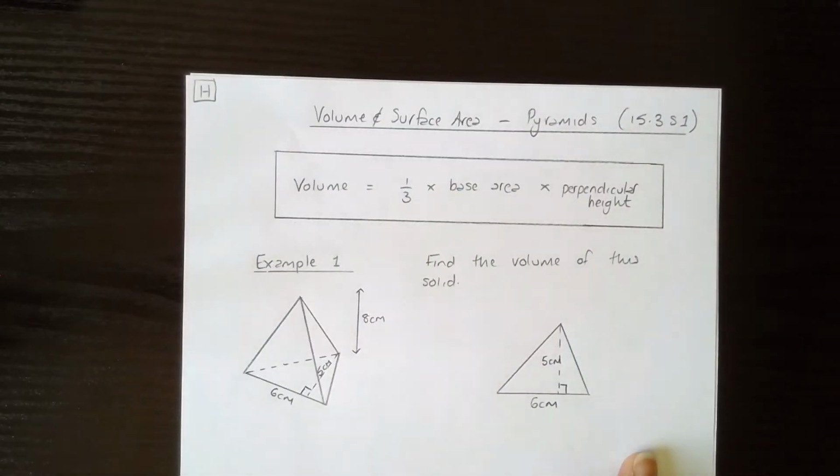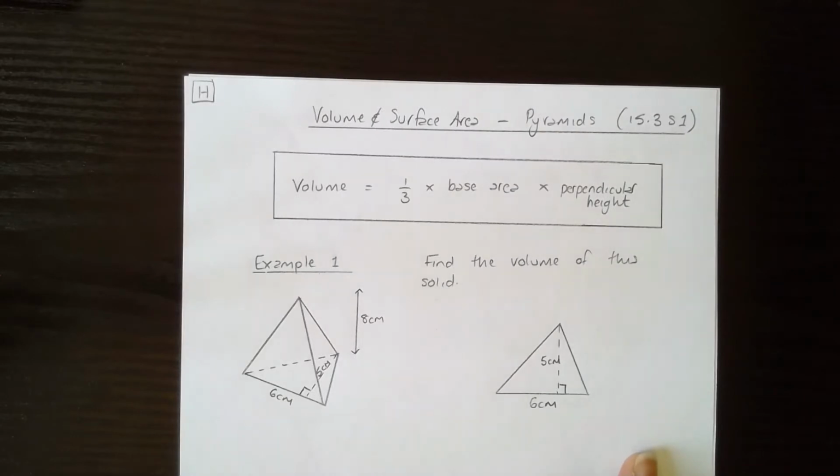Hello, Year 10. In the next few lessons, we'll be looking at shapes that are not prisms, such as pyramids and cones, and how to find the volume and the surface area of these shapes. Pyramids are solids which come to a point, so they do not have the same cross-sectional area all the way through. However, their volume is connected to a prism whose cross-section is the same as the base.